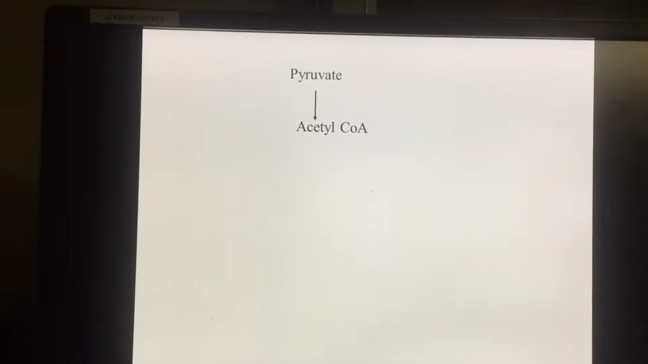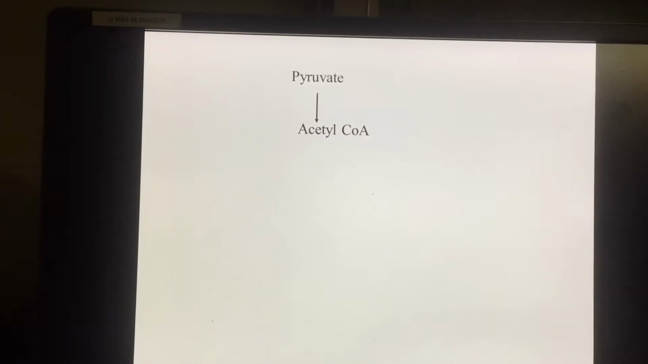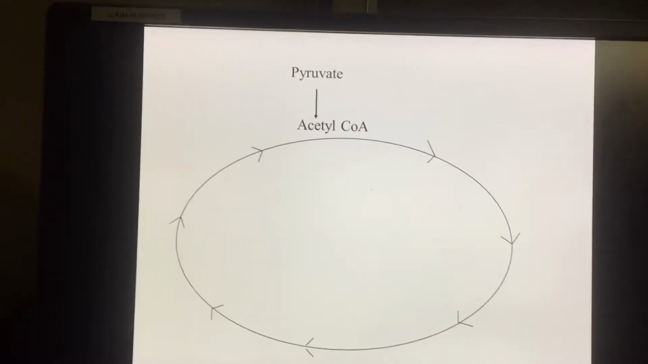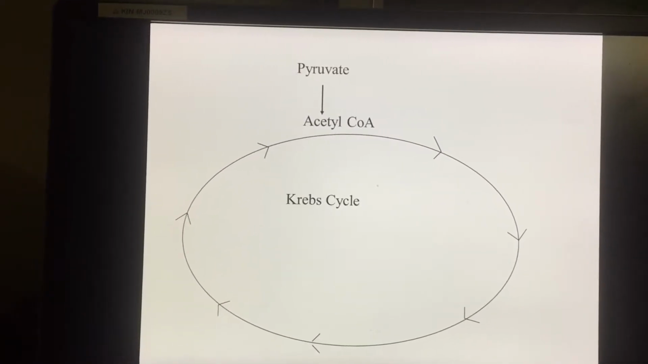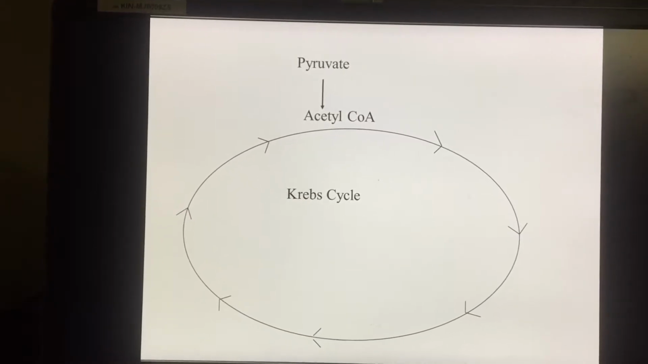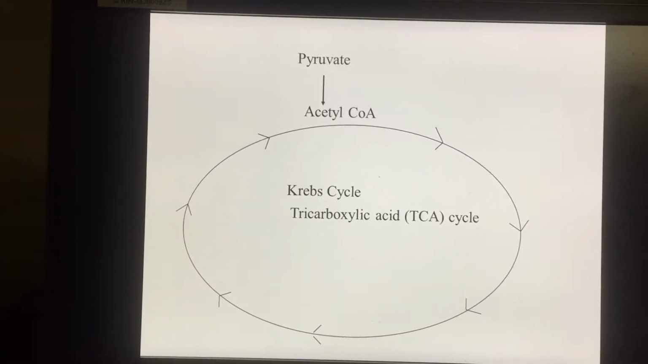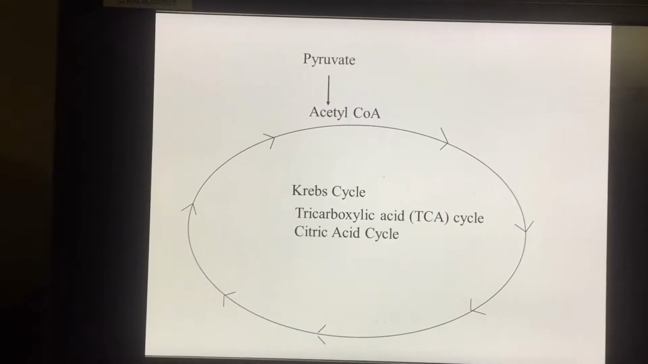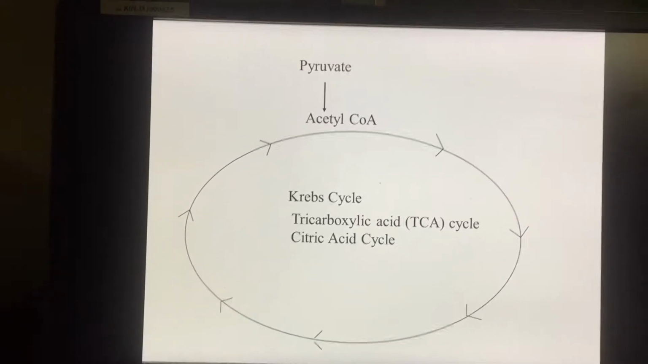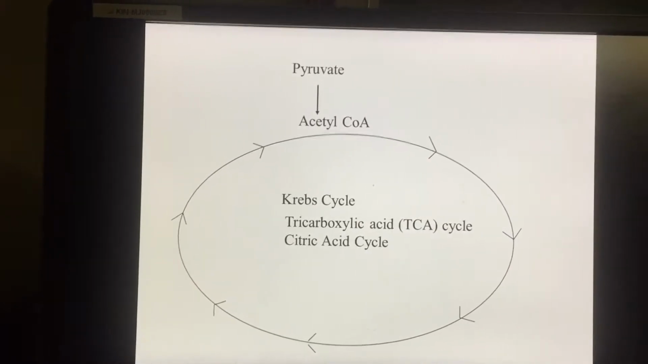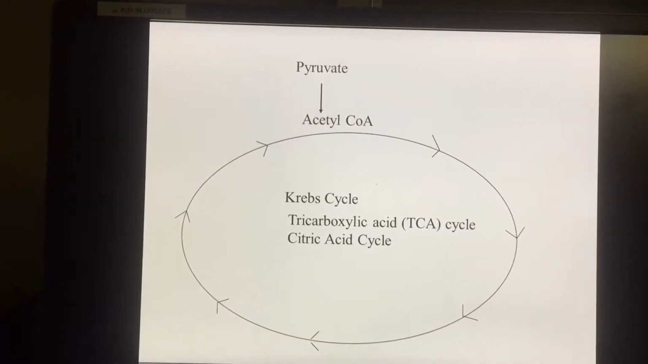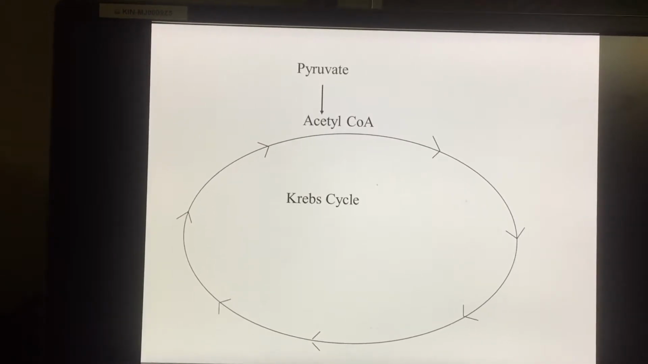You can see the pyruvate forms acetyl-CoA, so this is inside the mitochondria. With that pyruvate dehydrogenase reaction, you get this cycle that's called the Krebs cycle. There's other names for it, including the tricarboxylic acid cycle and the citric acid cycle. So that all refers to the same metabolic pathway. You get a breakdown of the acetyl-CoA in this pathway.